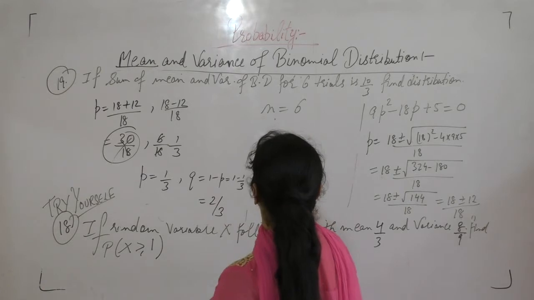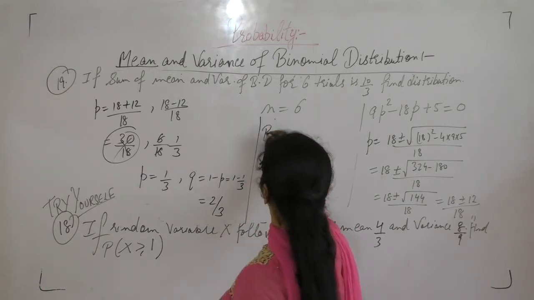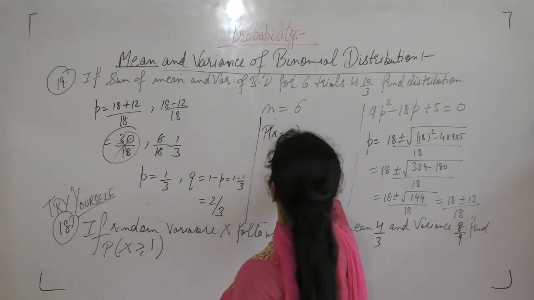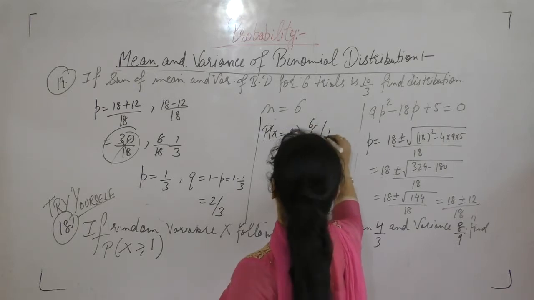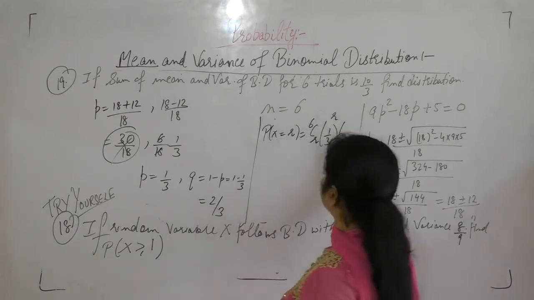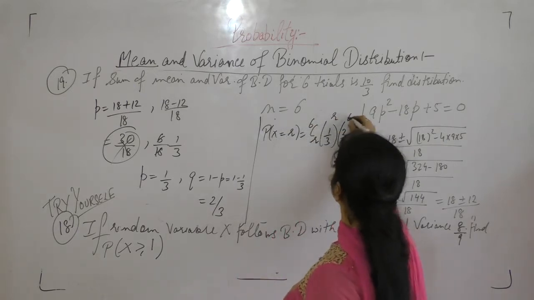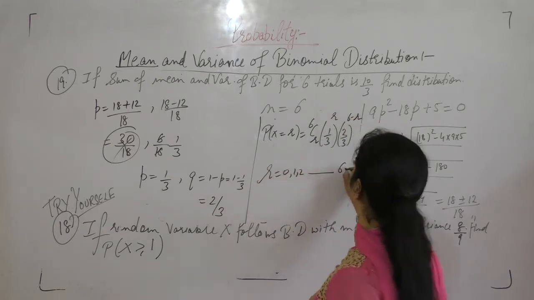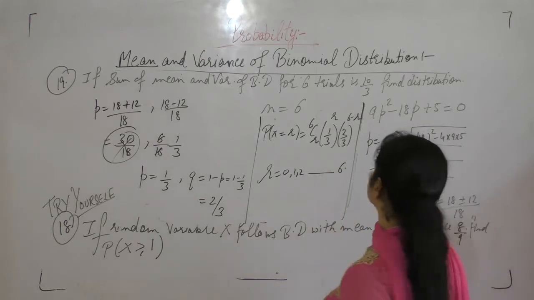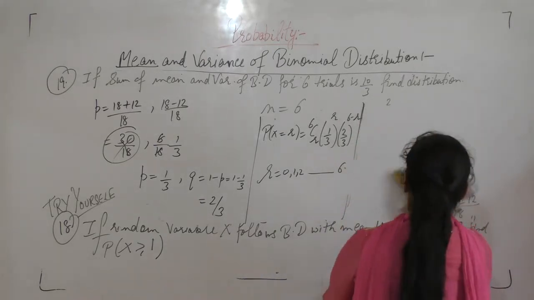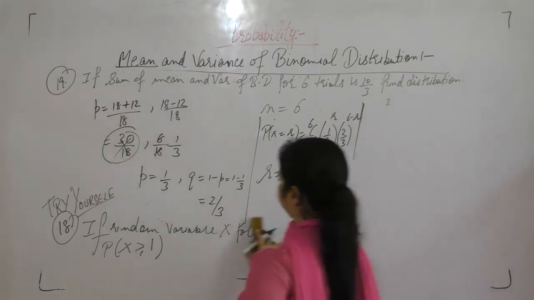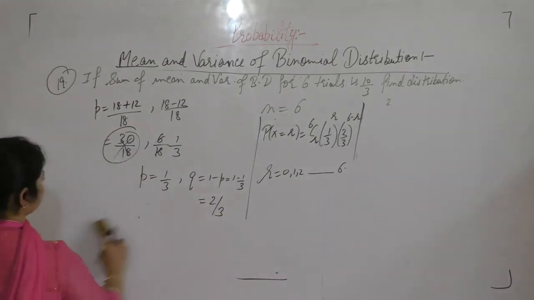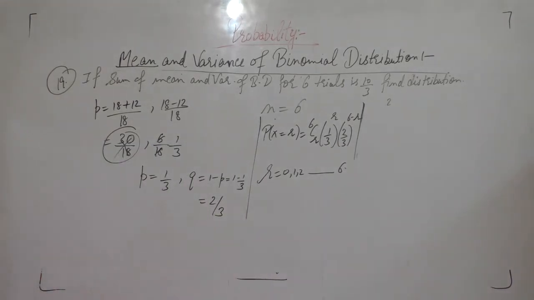So the distribution is 6CR P^R Q^(6 minus R). R has value 0, 1, 2, and so on up to 6. Note it down.